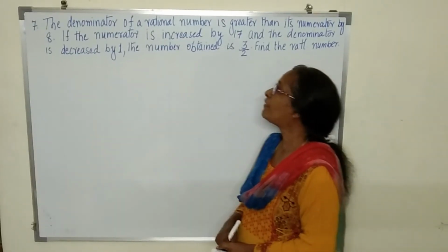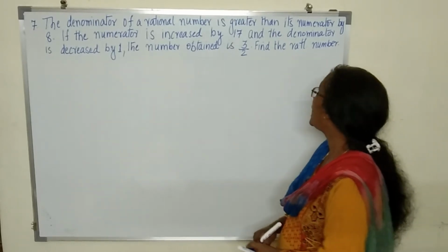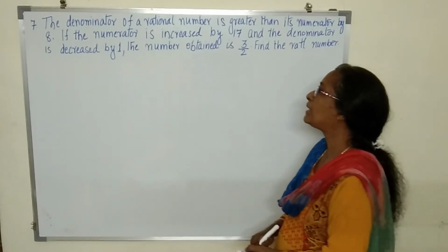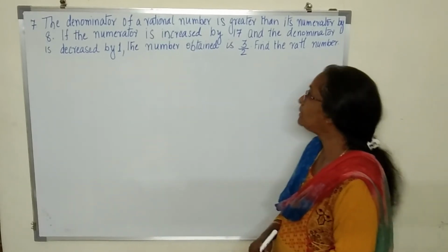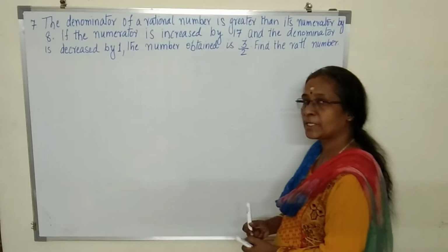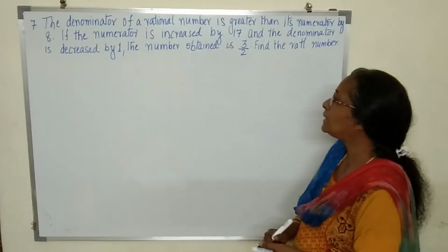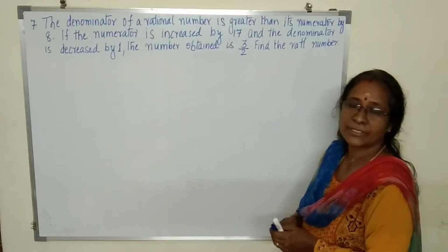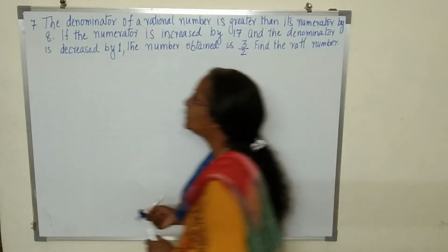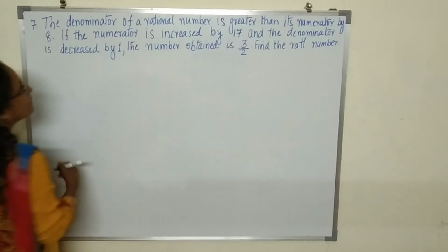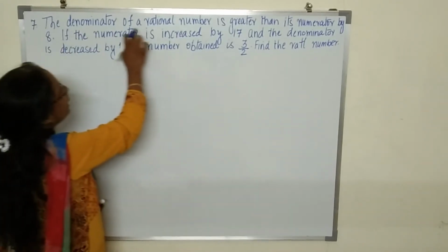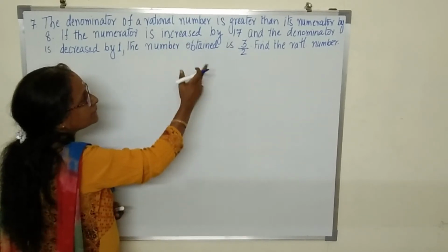The denominator of a rational number is greater than its numerator by 8. If the numerator is increased by 17 and the denominator is decreased by 1, the number obtained is 3 by 2. Find the rational number. So what will we think? Let us think that the denominator of the rational number is greater than the numerator.